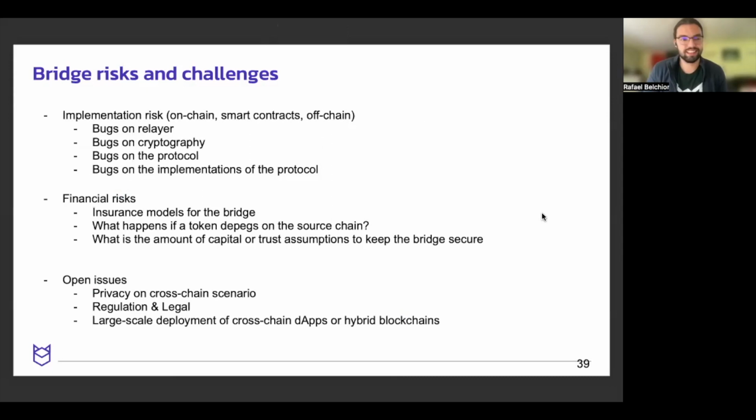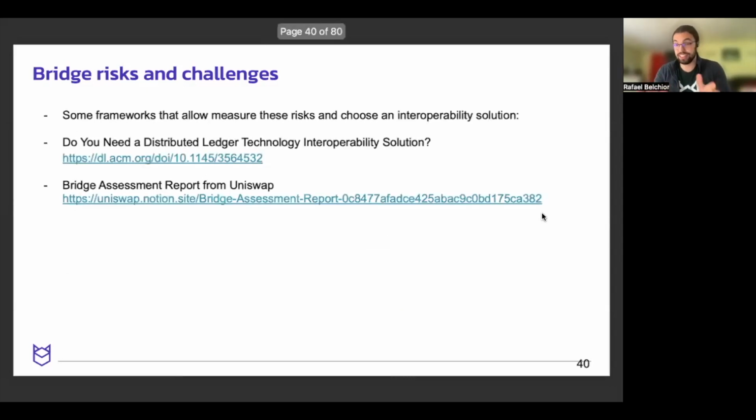Excellent question. Yes, there is a way to do that, which is the next slide. Some frameworks were developed not only by us; we wrote this paper, Do You Need a Distributed Ledger Technology Interoperability Solution?, which proposes a framework to systematically compare interoperability solutions and therefore risk. There's also this bridge assessment report from Uniswap that I have referred to, which does exactly this quantification.